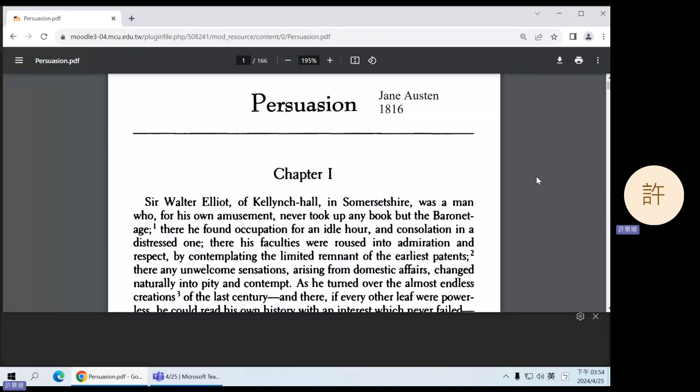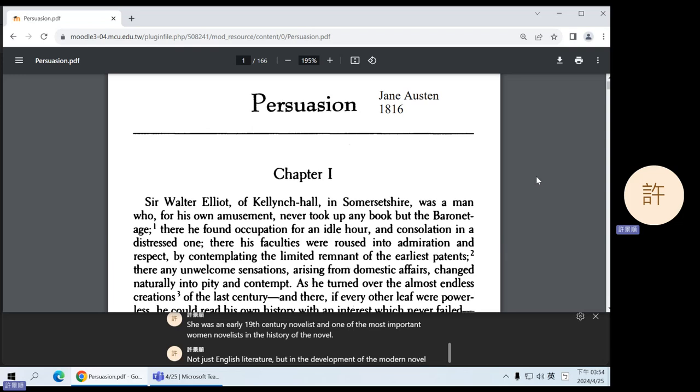Okay, our next unit will be reading the Jane Austen novel Persuasion. Jane Austen is someone I'm sure you have all heard of. She was an early 19th century novelist and one of the most important women novelists in the history of the novel, not just English literature, but in the development of the modern novel.